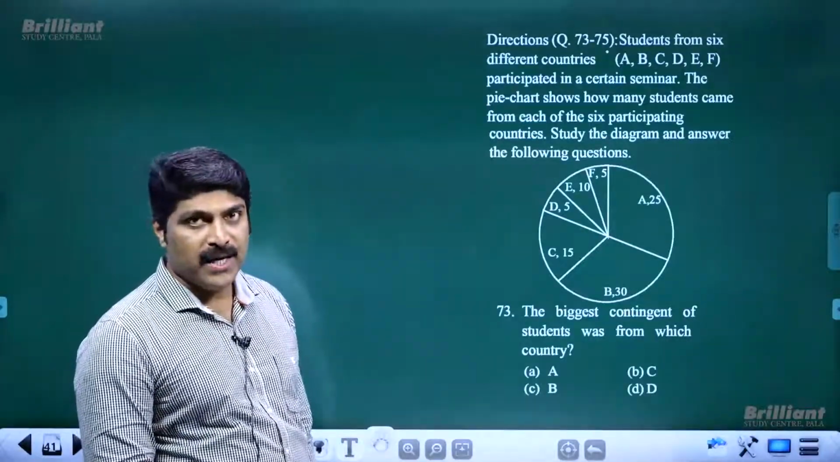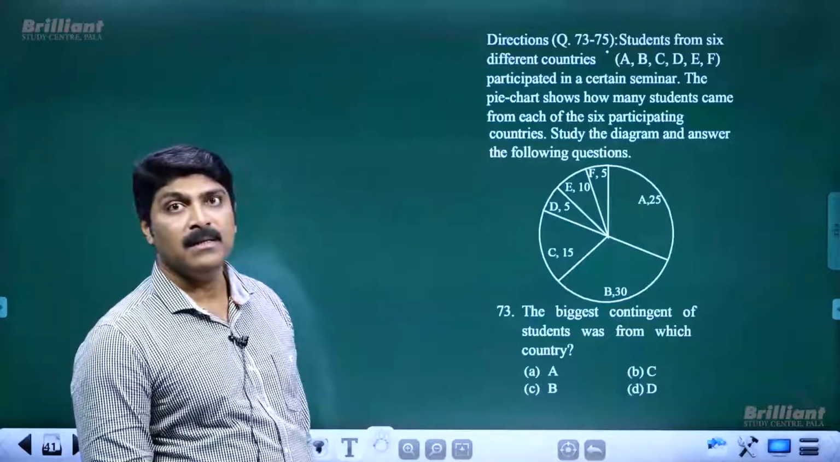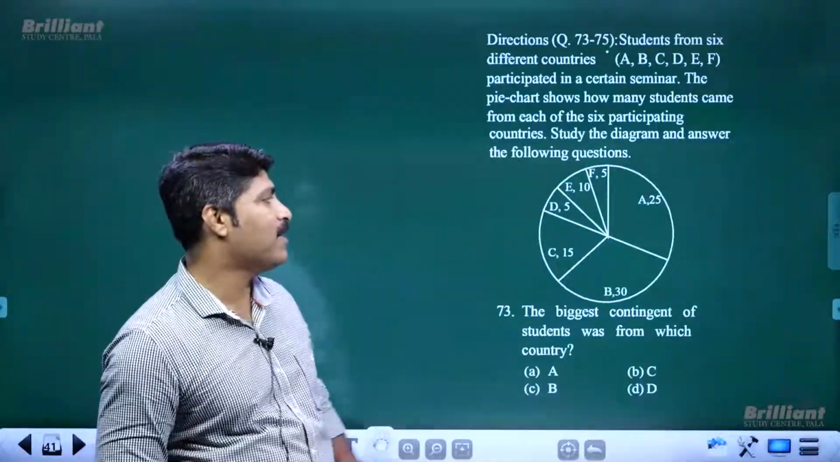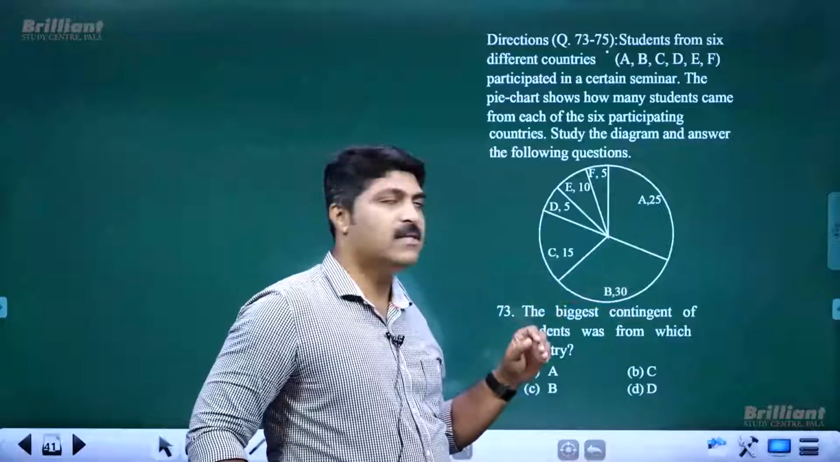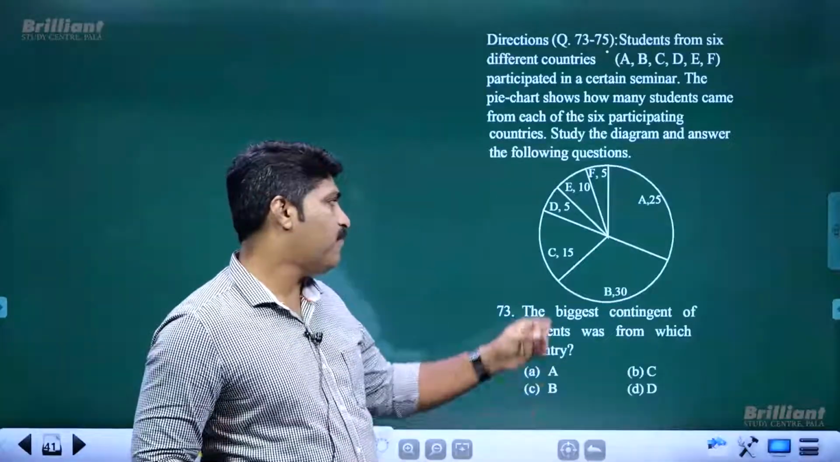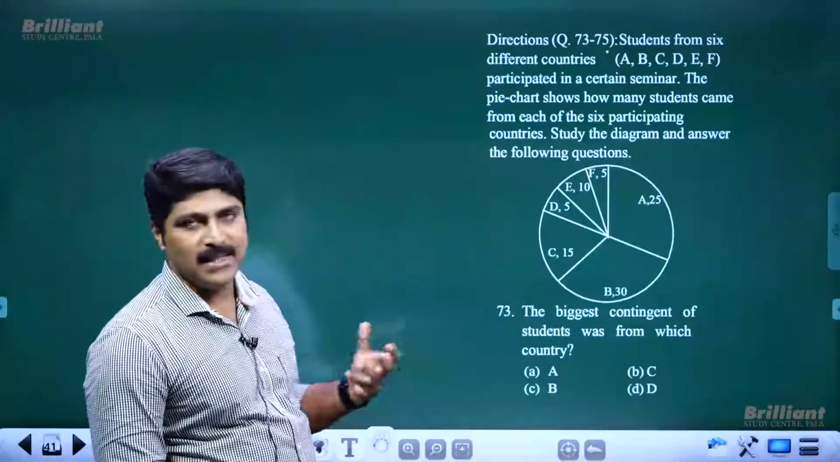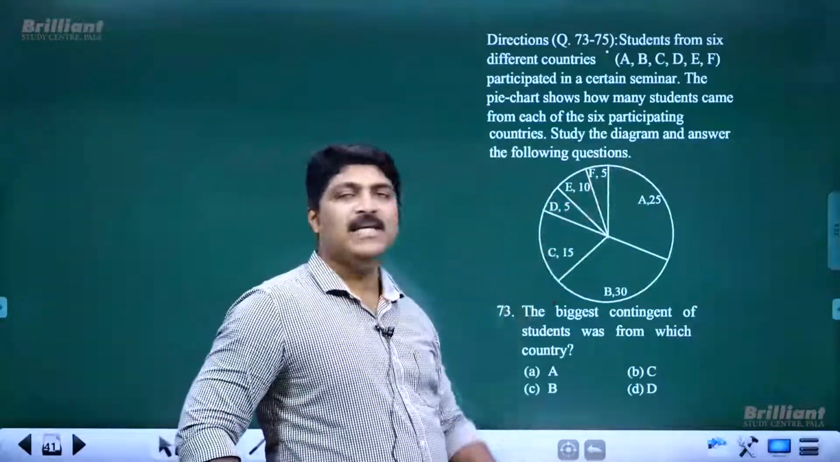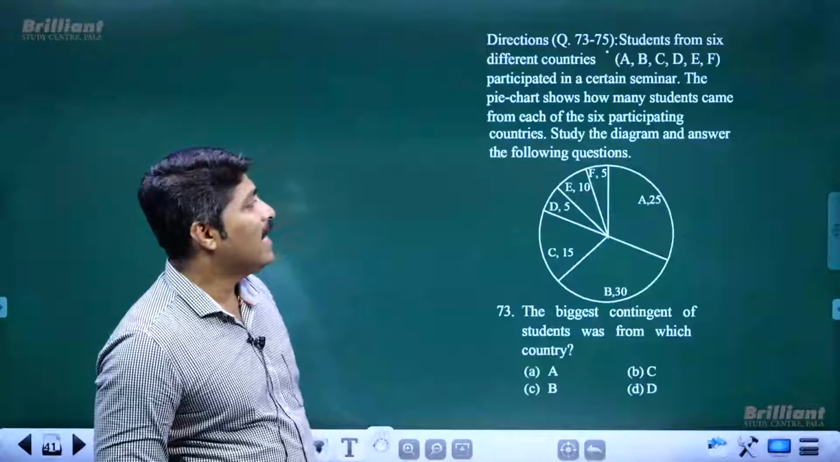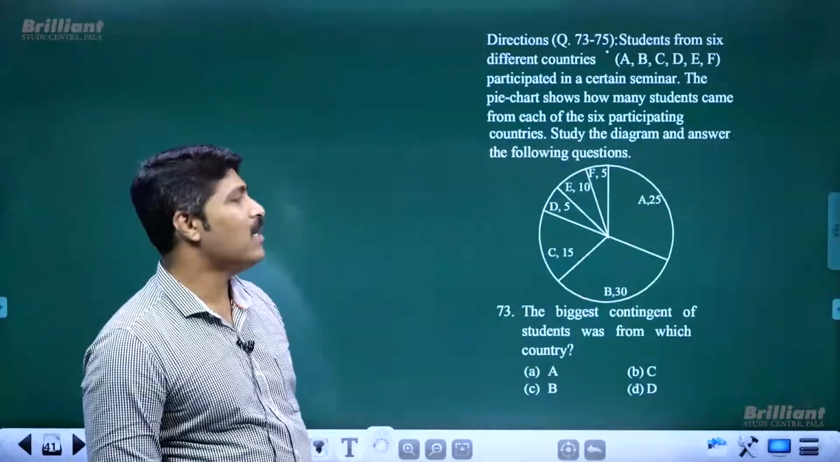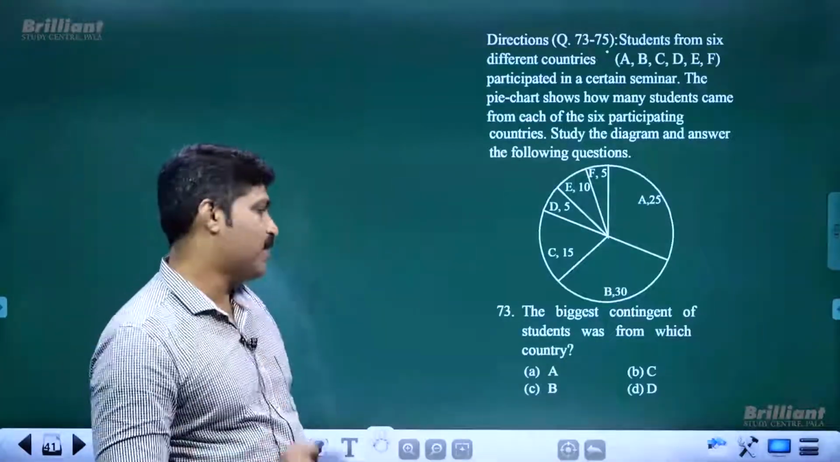Never prejudicially consider the total number as 100. Just try to add up together. This is 25 plus 30, that's equal to 55. 55 plus 15, so that is 70. 70 plus 20, so the total is 90 students here. In total, 90 students. Don't forget that point.